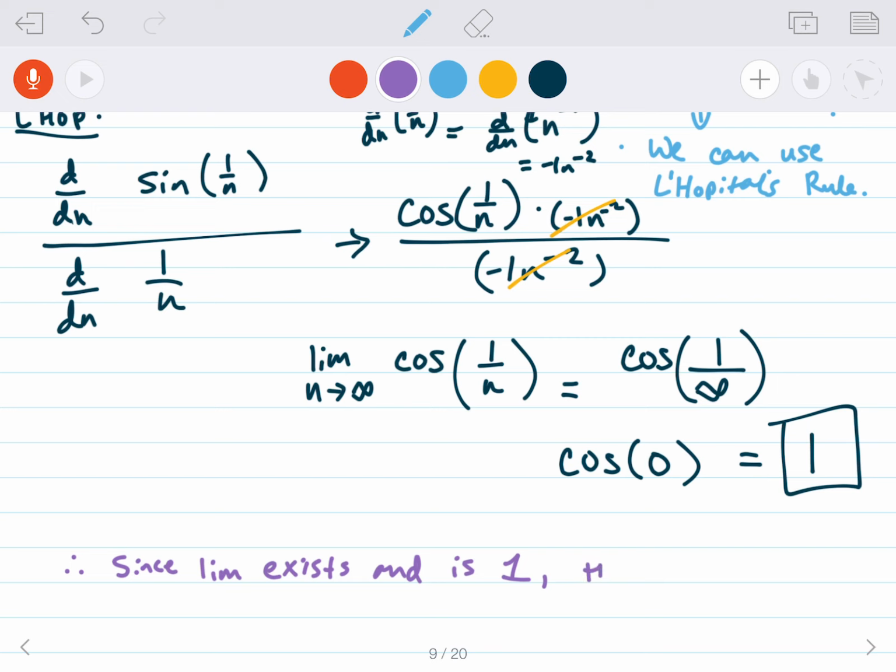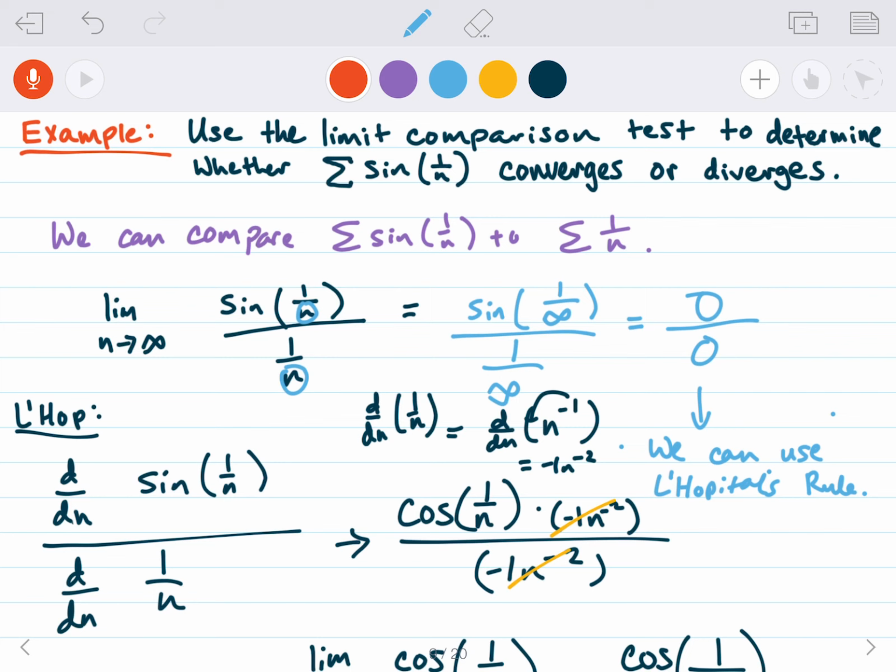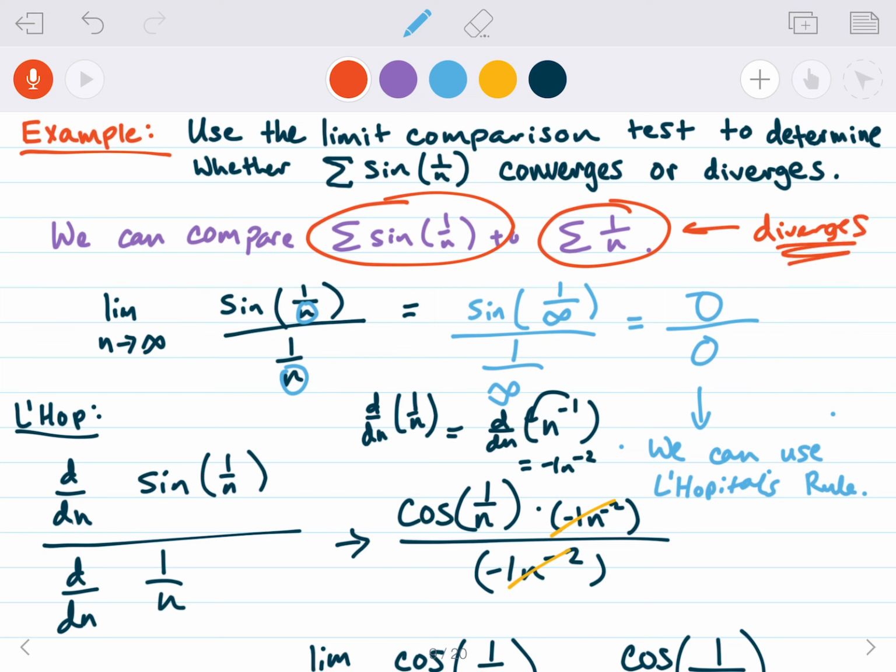and these two series either both converge or both diverge. So which one is it? Well, remember the thing that we compared to, right? We compared the original series sine of 1 over n to this guy, and we know for sure this guy diverges, right? That's the harmonic series. This guy diverges, and since they both have to diverge by the limit comparison test, this guy also must diverge.